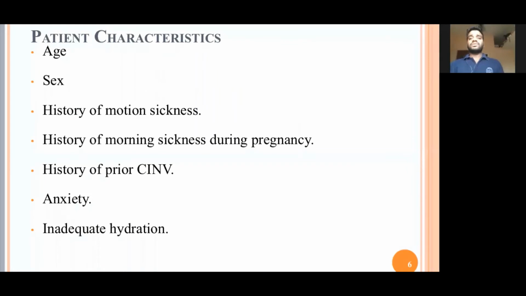Some of the patient characteristics are patient age, whether younger, older, or a child; patient gender, whether male or female; and history of motion sickness, that is, any previous history of traveling-related nausea and vomiting, or morning sickness during pregnancy. Also any prior history of nausea and vomiting because of chemotherapy, or any history of anxiousness. Many patients, because of anxiousness, will have nausea and vomiting, and some patients will have inadequate hydration.